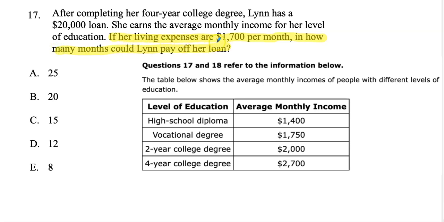If her living expenses are $1,700 per month, then how many months could Lynn pay off her loan? In other words, would it take her 25 months to pay off her loan? Would it take 20 months? Would it take 15 months, 12 months, or 8 months? It's so important in problems like these to highlight that final question so you know what your answer choices represent. It represents the months to pay off her loan.